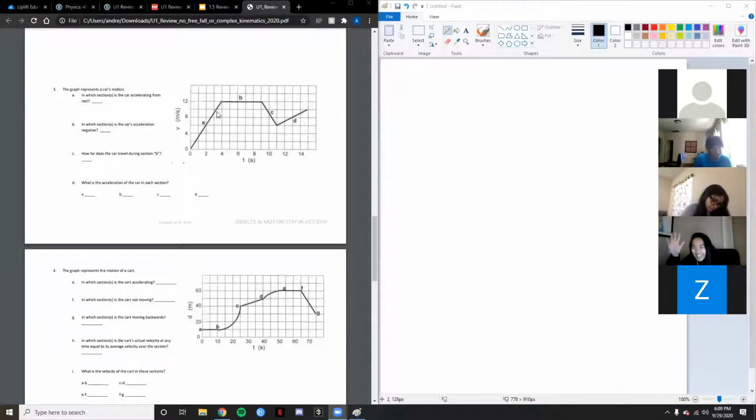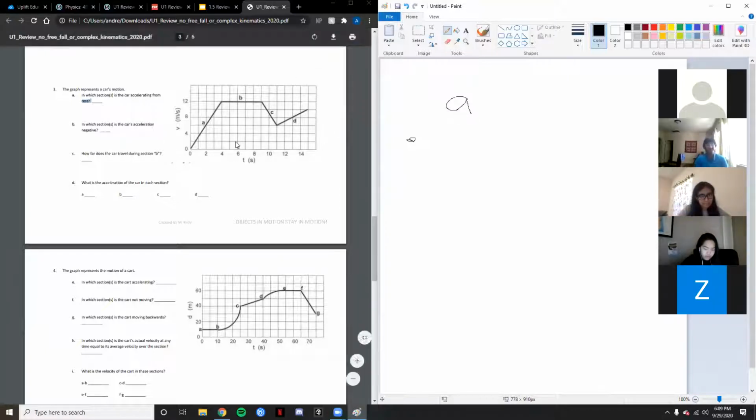All right, so in which sections is the car accelerating from rest? So rest is like standing still. So A, it's accelerating from a rest. The answer would be A, because it's accelerating from the rest. I would say D, but it's accelerating, but it's not accelerating from a rest.